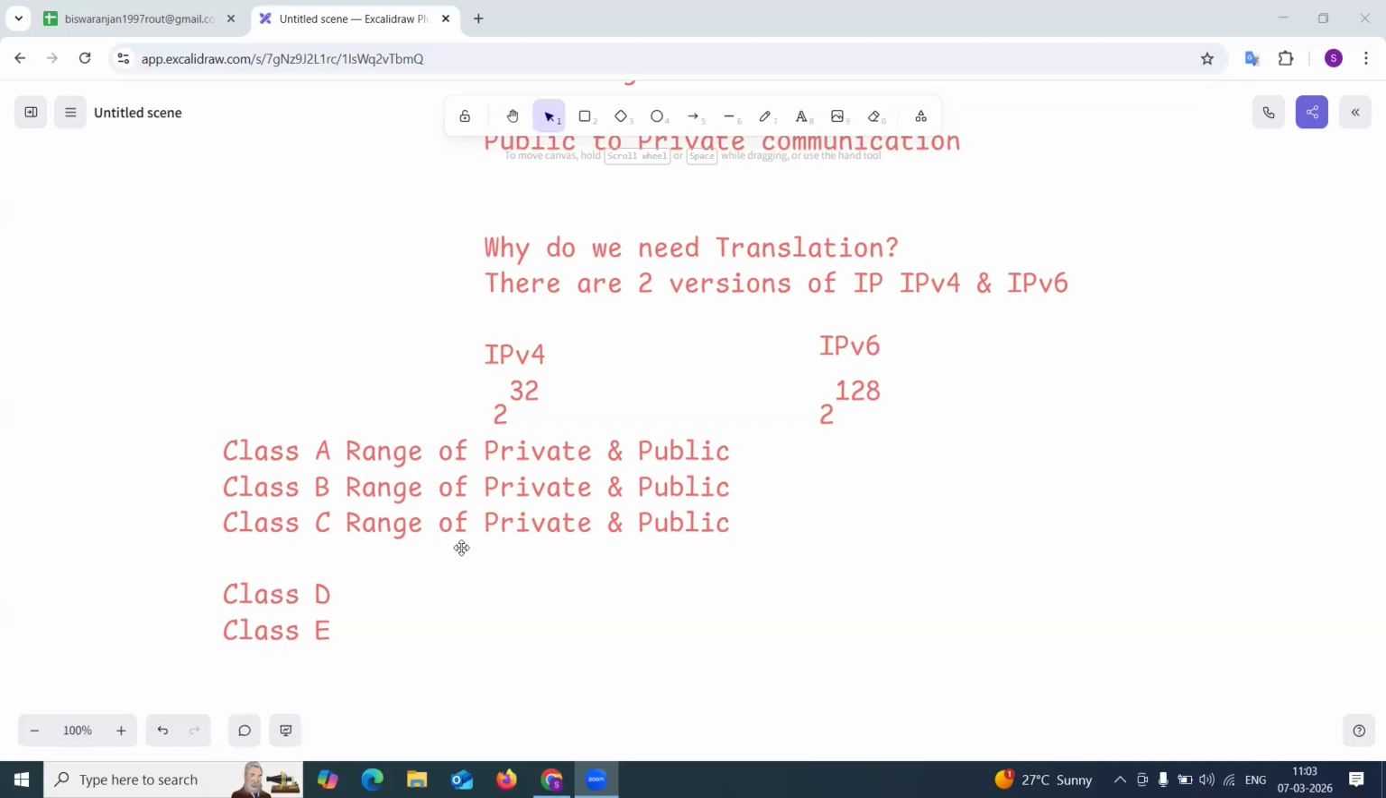If someone says we use translation for security purposes, what security does it provide? Is encryption applied? Is there authentication, hashing? No. So what type of security? Nothing. This is basically a temporary solution to resolve your internet access issues. Okay. Am I clear with the translation concept? Did you understand?